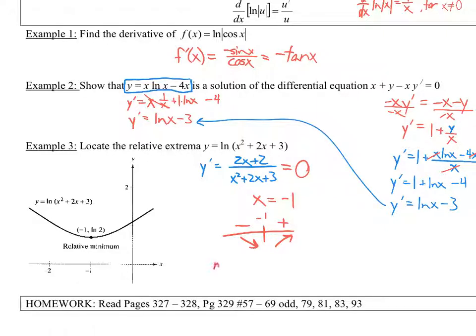So there's a min at negative 1, and then to figure out the y coordinate, you plug it in. Negative 1 squared is 1, minus 2 is negative 1, plus 3 is 2, so we have ln of 2. And if you were paying attention or looked over here, you'd see that that's what the answer was supposed to be. Relative minimum at negative 1, ln of 2. And by the way, don't plug that into the calculator. Don't bother. Just leave it as the exact value.